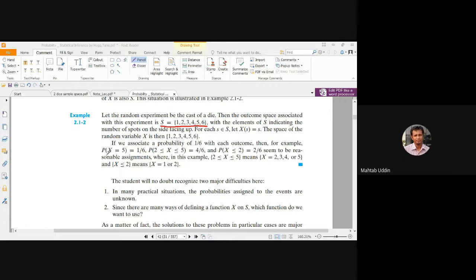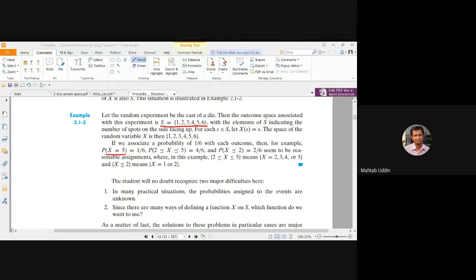Okay. If you want X equal to 5, what is the probability here? 1 by 6. Because each of the sides has the probability 1 by 6. That's why this is 1 by 6.